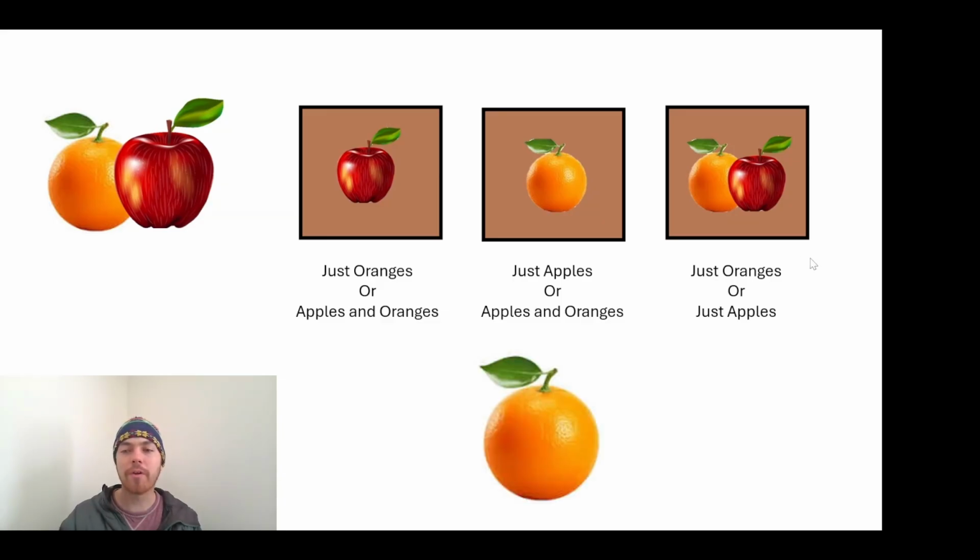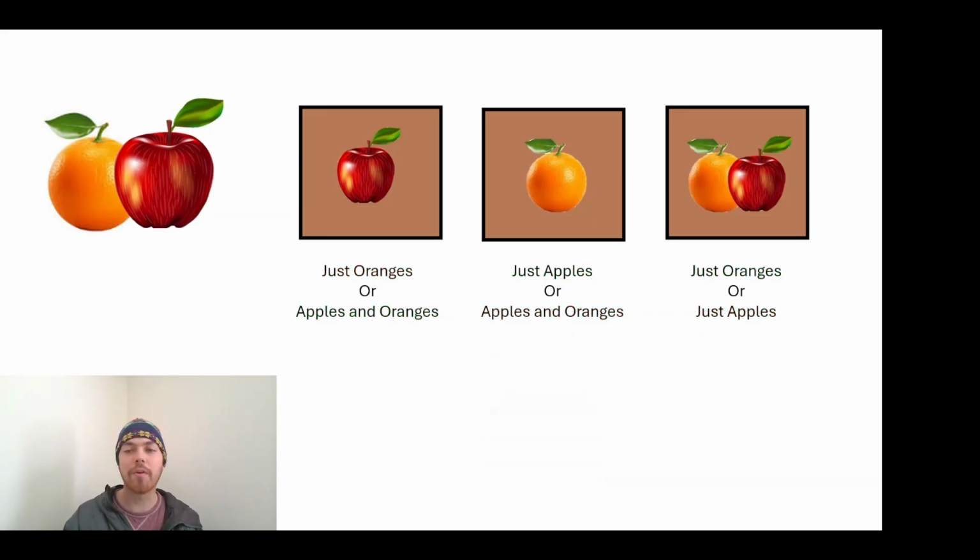Let's think about what would happen if we got an orange out of the third box. Well, if we got an orange out of the third box, then it would have to be the box with just oranges. And if it's the box with just oranges, that means the first box can't have just oranges, so it's got to be the box with apples and oranges. And if the first box has apples and oranges, then the second box can't have apples and oranges, so it has to be the box of just apples. So if we get an orange from the third box, then the first box has apples and oranges, the second box has just apples, and the third box has just oranges.